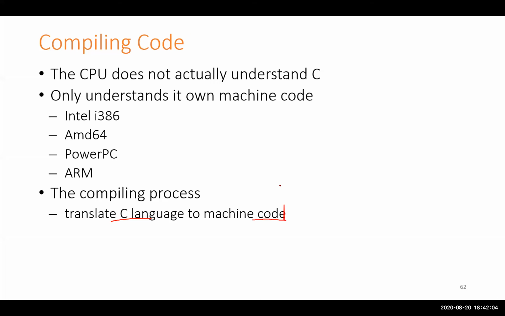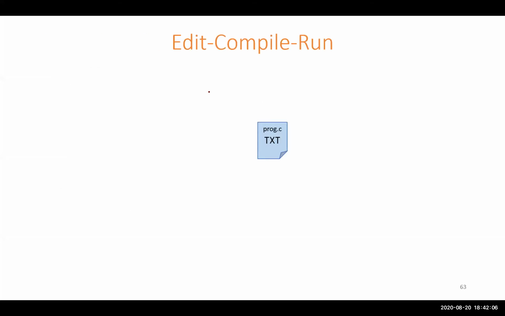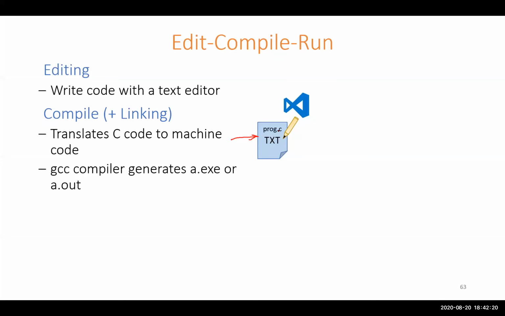So what is this edit, compile, and run cycle? What happens is this: you will start writing code in your text editor. So you have this thing called program.c. You use an editor to write this. In our case, we use Visual Studio Code. Then you do this compilation process with a compiler. I asked you all to use a GCC compiler for Windows. For Mac, you will use the Clang compiler.